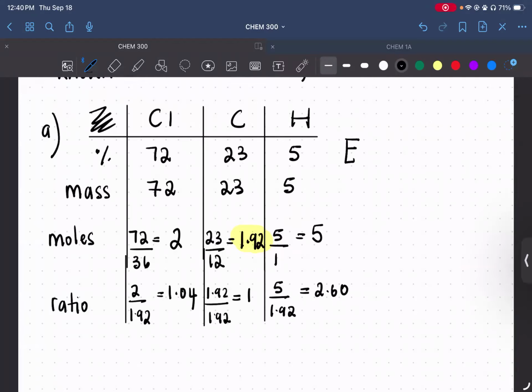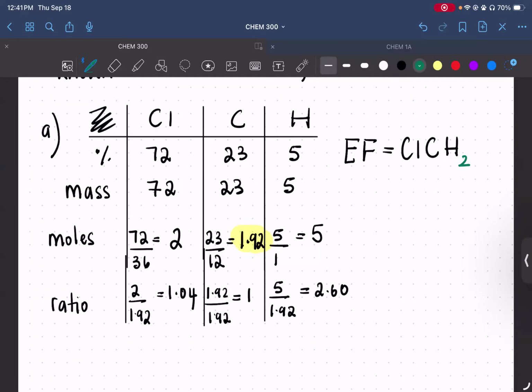This is what tells me the empirical formula is Cl1, C1, H2. Now that 2 should bother you. Everyone's quick to try to correct a mistake now. What's up? Is it the 2 that you're talking about? Yeah, that's exactly what I'm coming to.